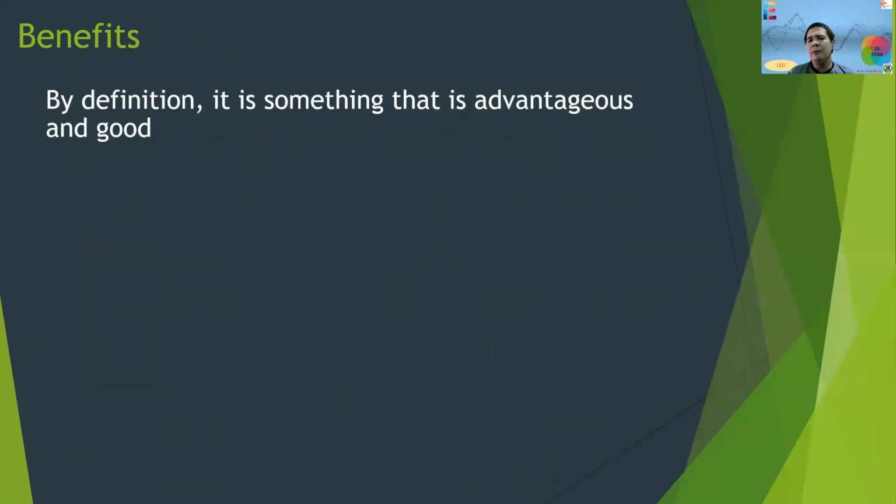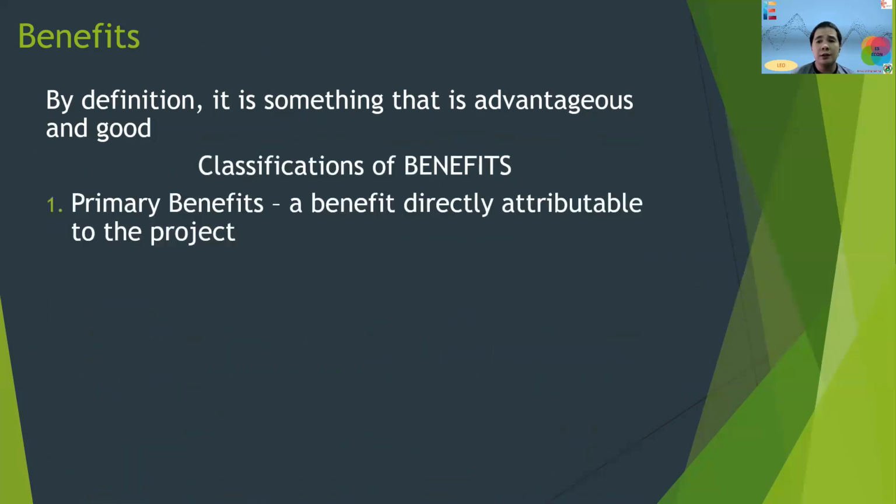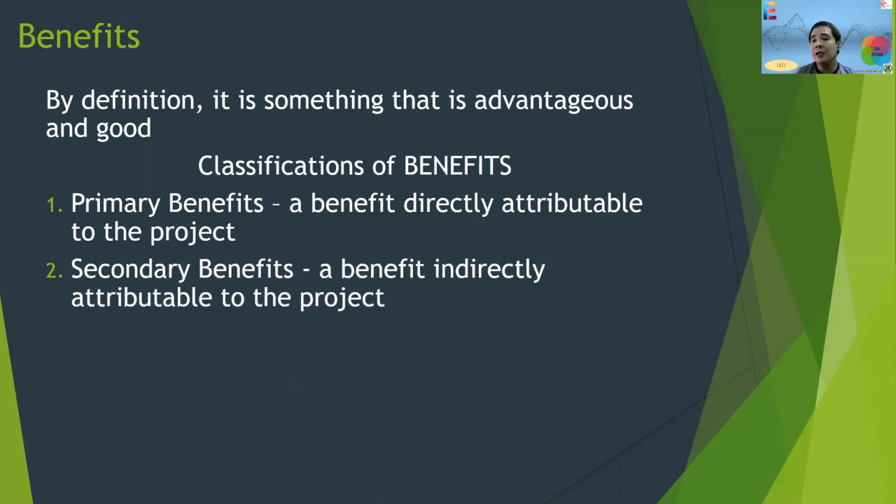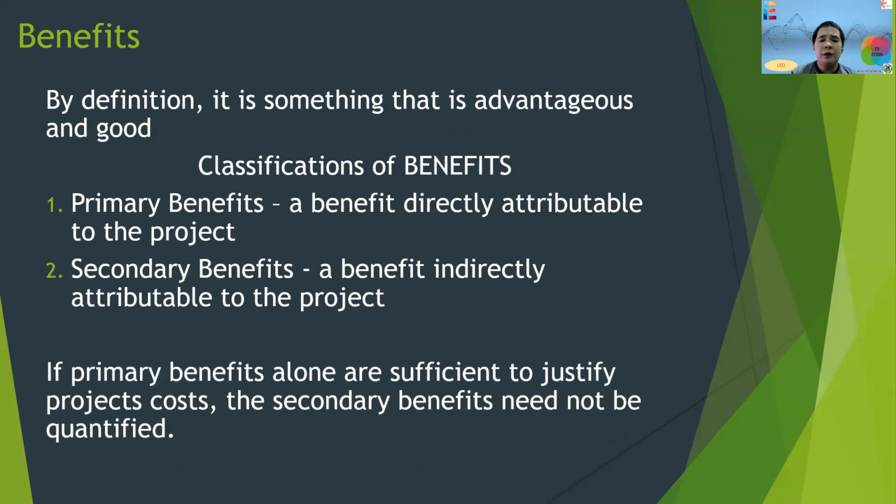So benefits, by definition, are something that is advantageous and good. The classification of benefits are two. Number one is what we call the primary benefits. It is a benefit directly attributable to the project. Say for example, if you're a tollway, you collect toll. So those tolls are what we call the primary benefit. The secondary benefit is a benefit not directly attributable to the project. So if the primary benefits alone are sufficient to justify your project's cost, the secondary benefits need not be quantified.